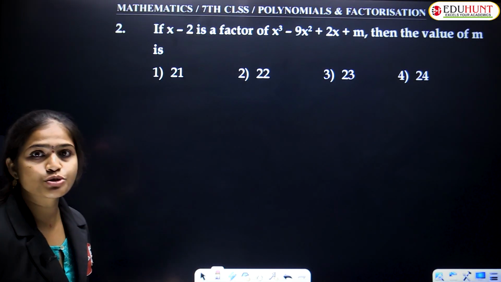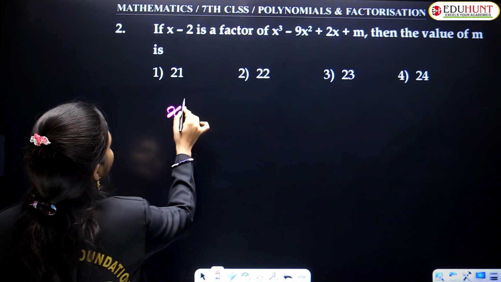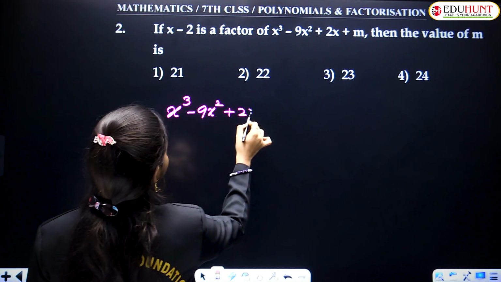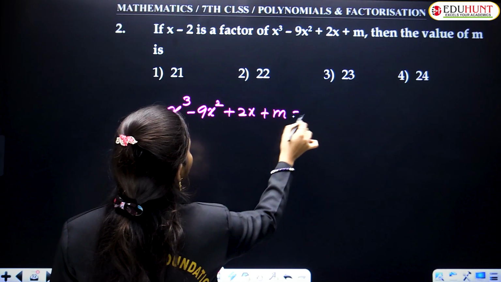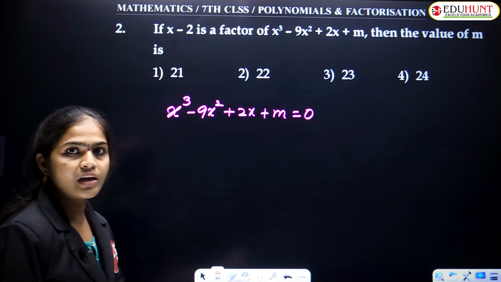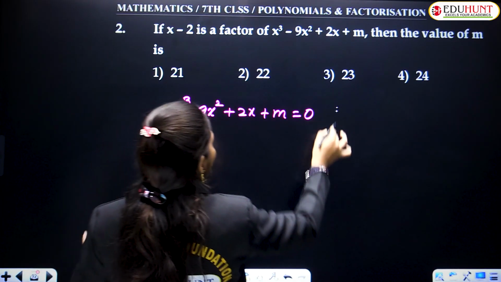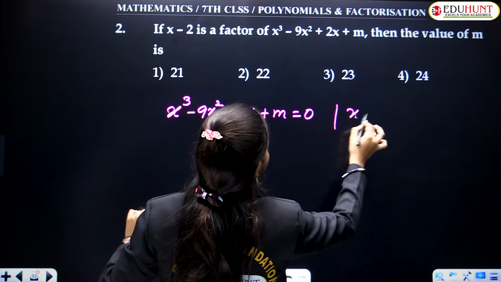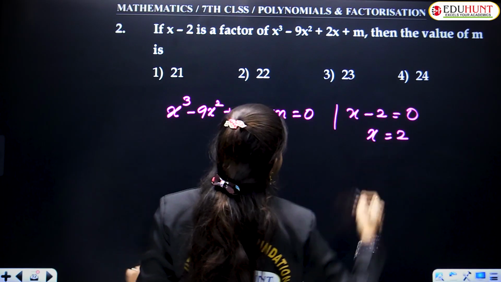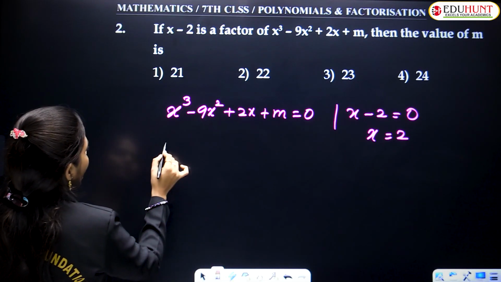If x minus 2 is a factor of x cube minus 9x square plus 2x plus m. Here we need to find the value of m, so that is equal to 0. Already I explained this in the first question, so I will write directly. What is the factor they have given here? X minus 2, which is equal to 0. So x is equal to 2. So now here x is equal to 2.